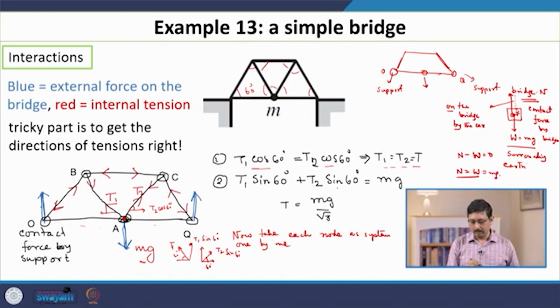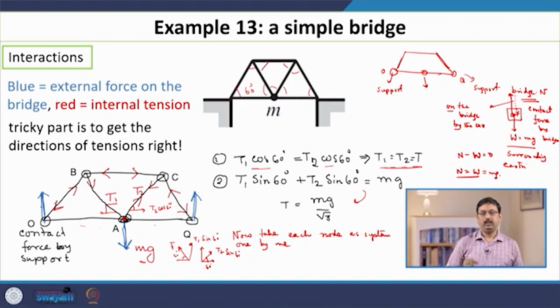Then we can write down the vertical force balance condition, and if we apply that T1 is equal to T2, which is equal to T, then it follows by solving this equation that each of the tensions T must be equal to mg by root 3.